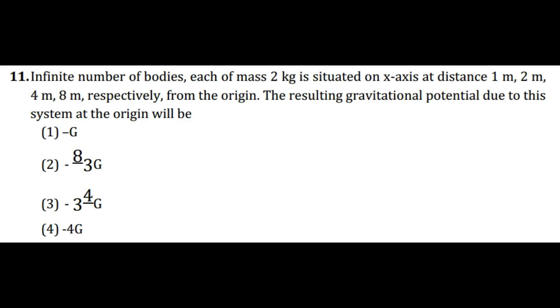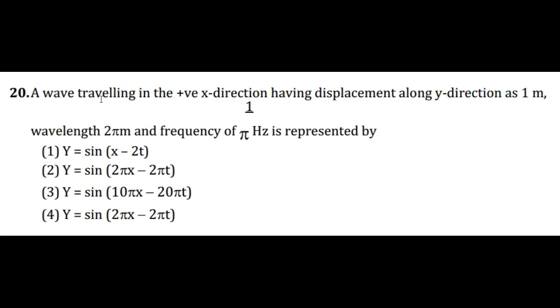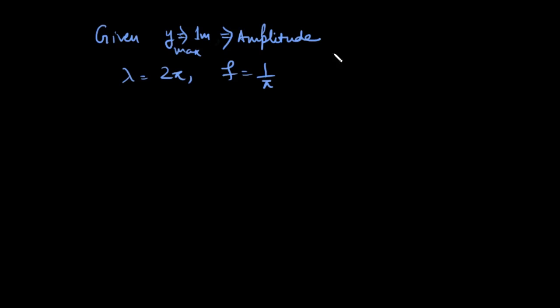Alright, moving on. A wave traveling in the positive x direction, having displacement along y direction as 1 meter, wavelength given as 2 pi meter and frequency 1 over pi hertz, is represented by. So we have to calculate the equation of wave. These are the parameters given. We have to find out the equation of wave.